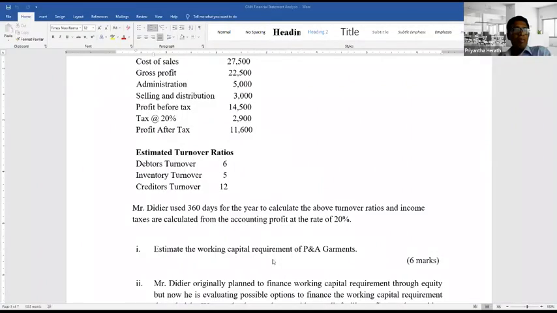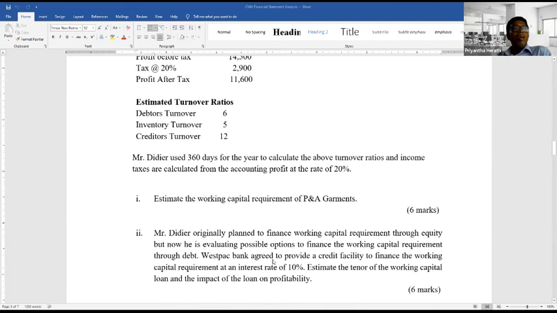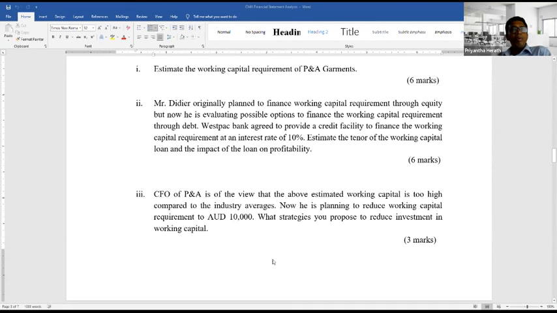Any other questions on this? The CFO of P&A is of the view that the estimated working capital is too high compared to the industry. Now he is planning to reduce the working capital requirement to AUD 10,000. What strategies do you propose to reduce investment in working capital? This is similar to the previous question: reduce debtors, reduce inventories, and increase creditors. You need to mention strategies.